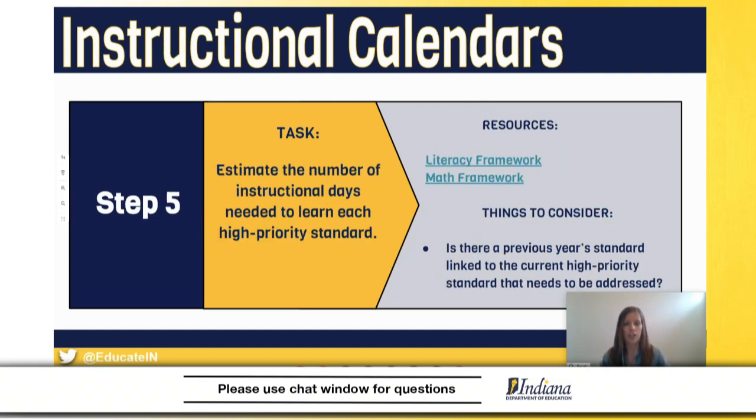And the Google Sheet that you are using, or if you use something similar that Diane referenced in the beginning, that could be really vital when getting to this step as well, because that's necessary because you and your team have to consider the previous year's standard, if it's really linked to your high priority standard that you need to address, in a bell ringer or a review or pre-test or even something small.